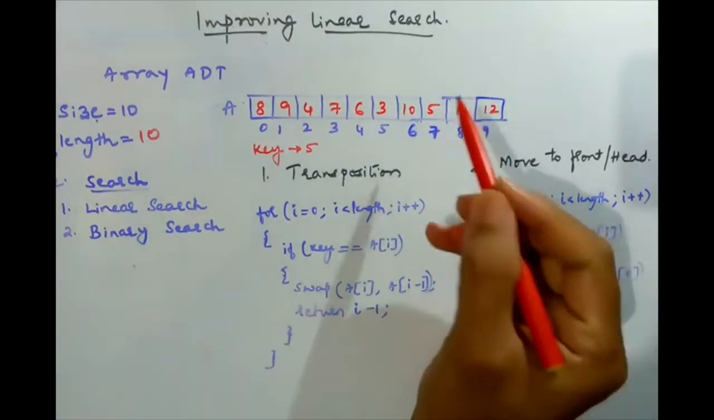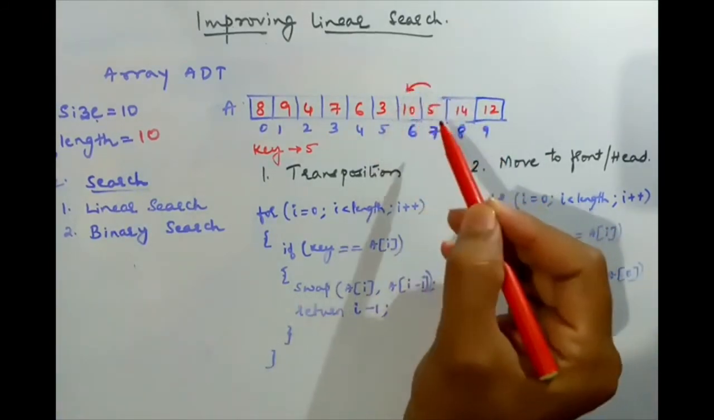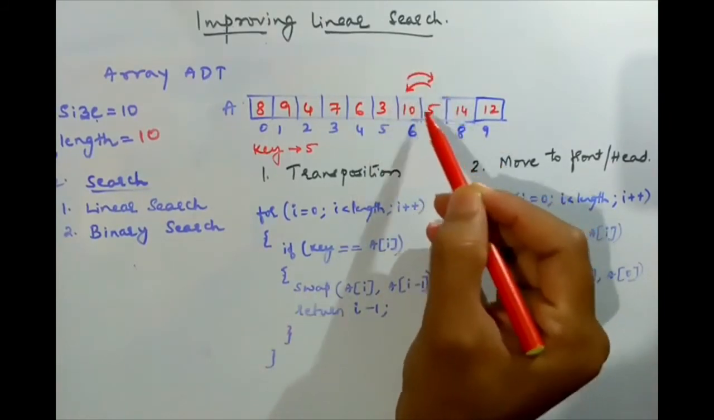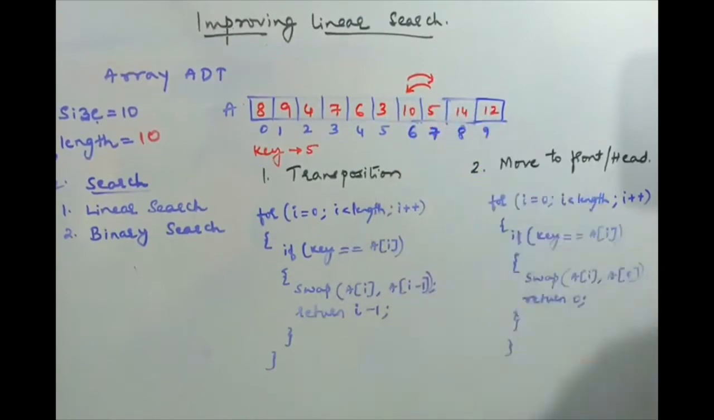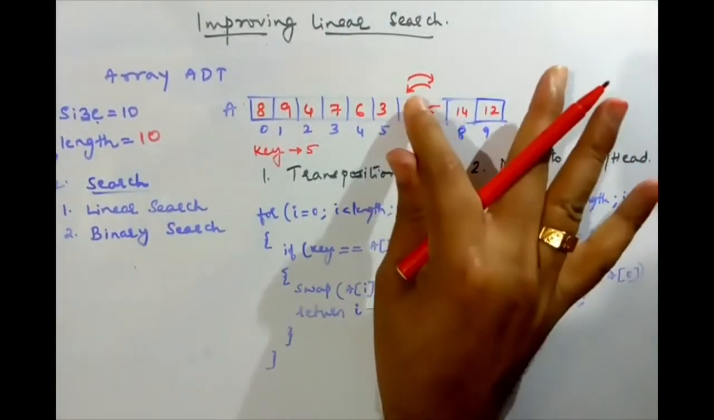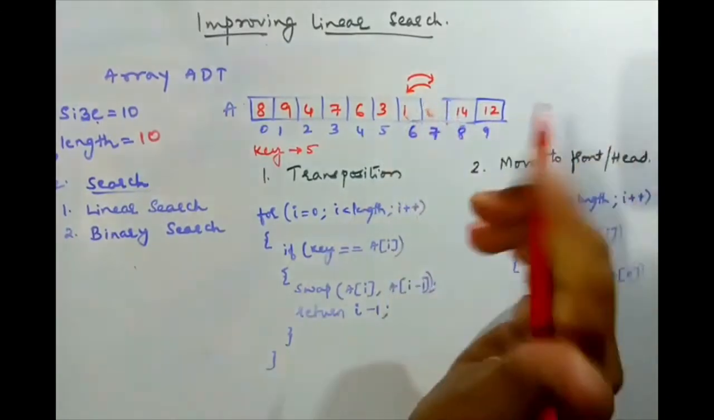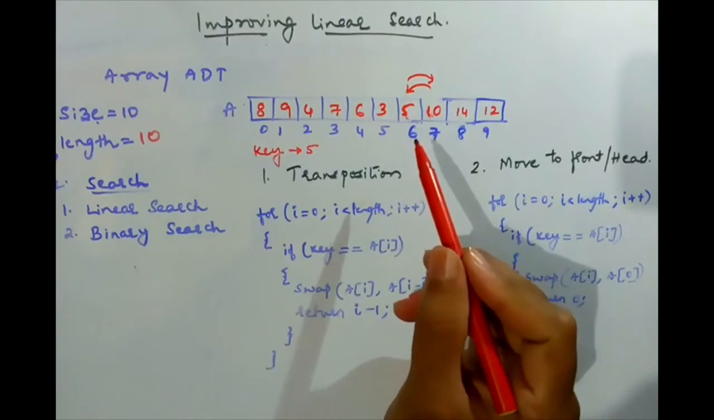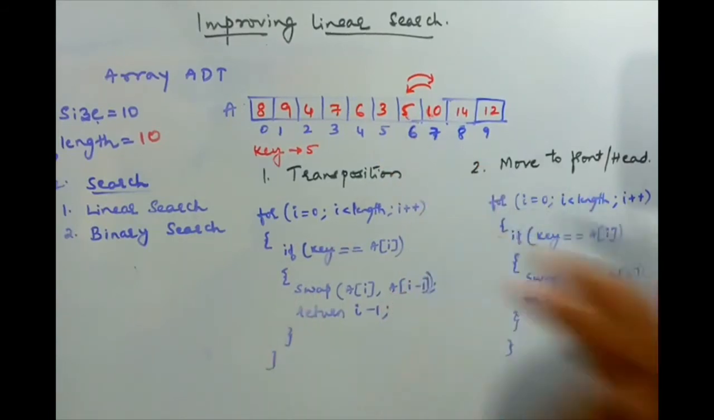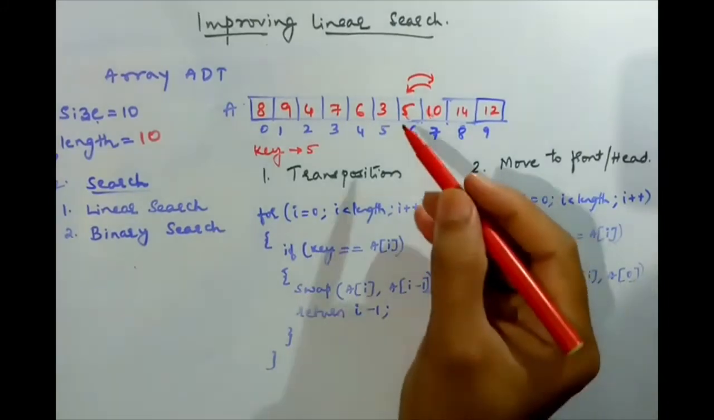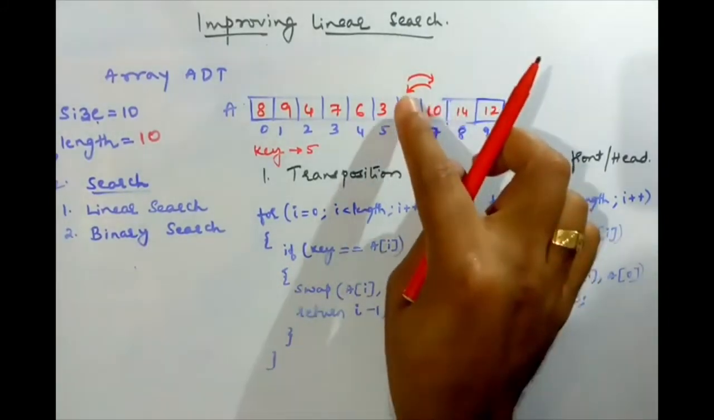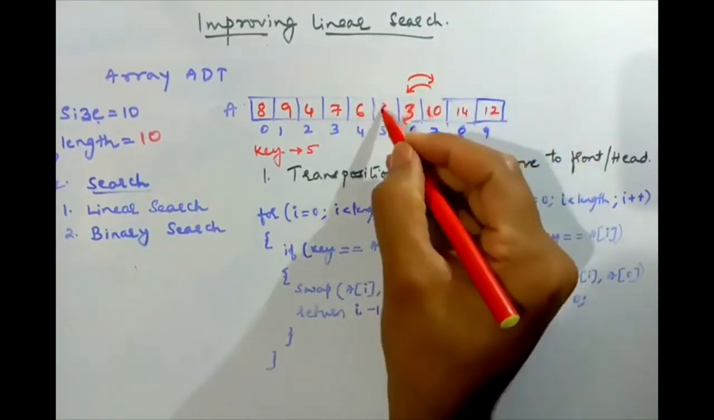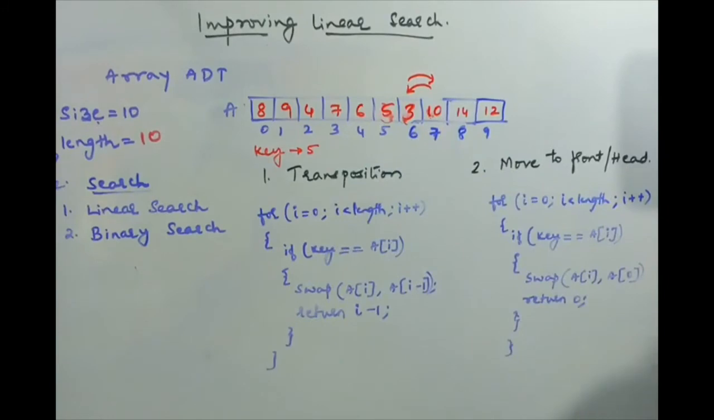So what we do is, once we search and it is successful, we swap this. So what will happen is 5 will come here and 10 will come here. Next, when we search 5 again, we swap again and move it one step forward, so this becomes 3 and this becomes 5. So why is it so?